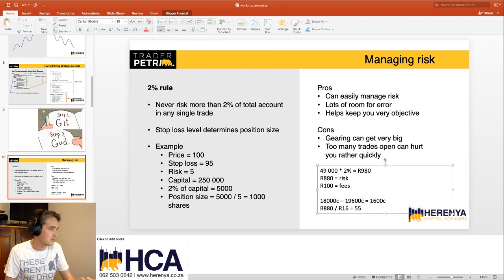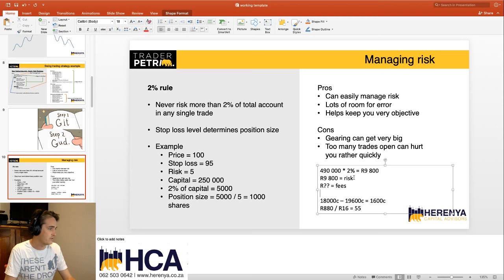If your portfolio is bigger, then it's not as easy to work it out as just plain $50. So let's say your portfolio is 490,000. Now 2% is 9,800 Rand. So if you are going to be risking 9,800 Rand, we're just going to run this whole calculation from the start. Is risk, and now we need to work out the fees, right?